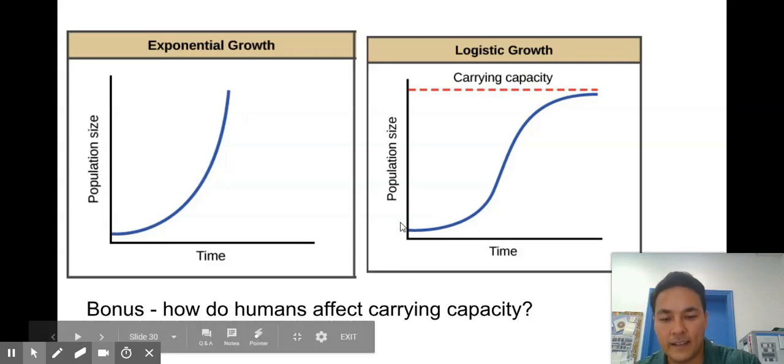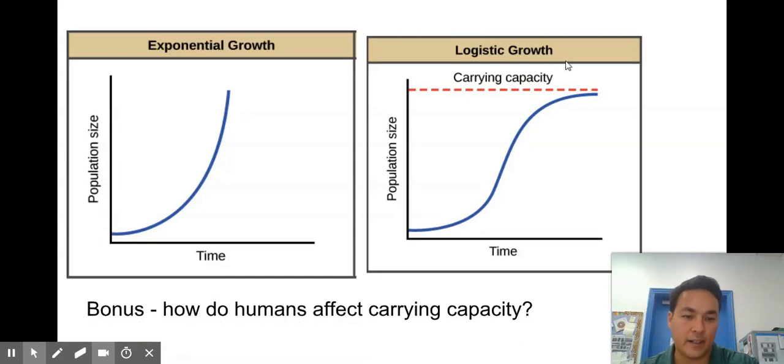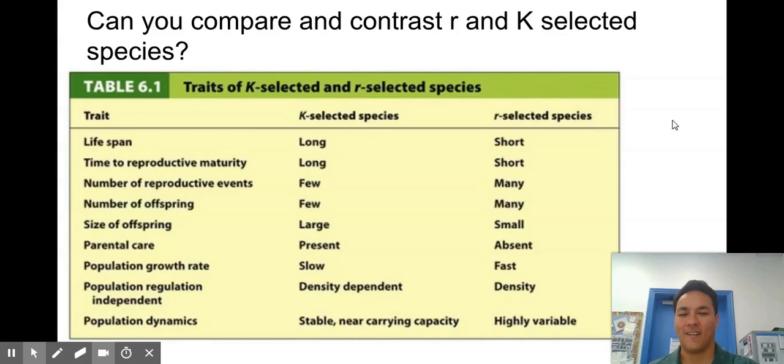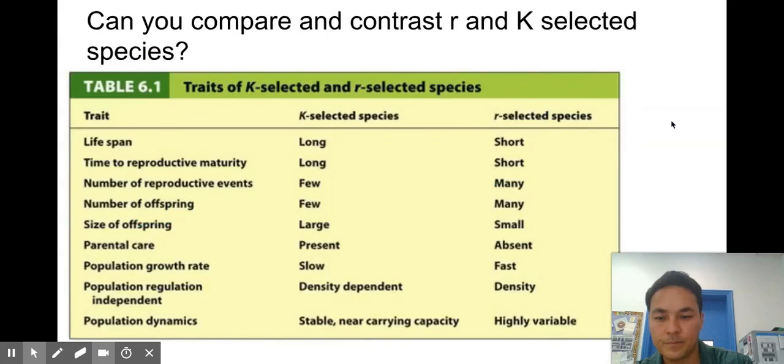Now, one thing I showed my AP students is it's not always this simple of a graph, right? Populations can overshoot their carrying capacity and then come crashing back down. And that gets into different lifestyle selections or styles. And so that gets into R and K species. I'm sorry, this was supposed to be animated. So maybe you could back the video up and describe R and K species. What are the differences between them?